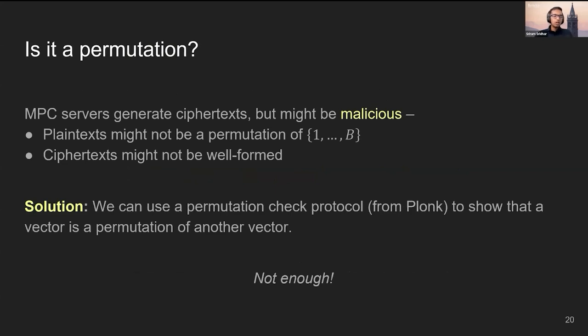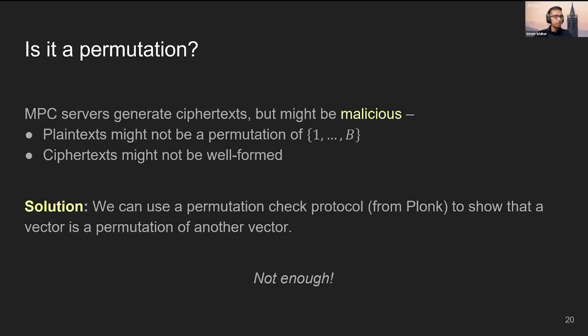So now the question is, how do you prove it? So the MPC servers generate ciphertext, but these might be malicious. For instance, the plaintext might not be a permutation, and the ciphertext might not even be well formed, in the sense that they don't decrypt to something that makes sense. So we can use a permutation check protocol, which is done in Plonk. And this shows that a vector is a permutation of a different vector.